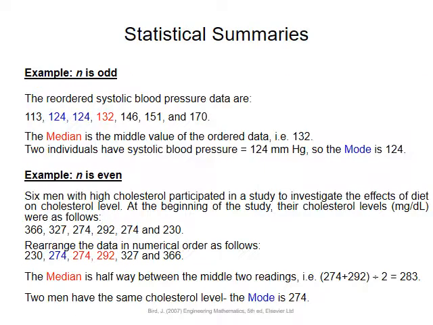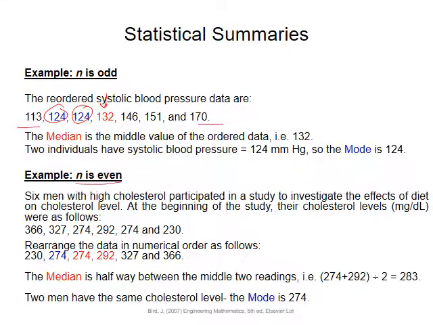Okay, now more examples. Let's assume n is odd, the number of samples is odd, and the pressure, you remember, systolic pressure for the 7 men. We arrange them from the lowest to the highest. Now they are 7, so the middle is number 4, this is the median. And we look at the most frequently appearing value, which is 124. This is the mode.